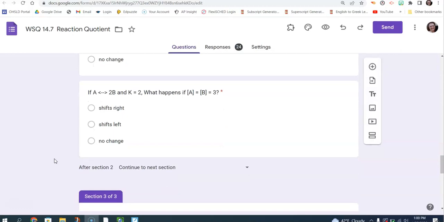So then over here, again, Q is equal to B squared over A. So 3 squared is 9 over 3 is 3. So Q is 3, which is greater than K. You have too many products. You have to go the other direction. It's going to shift to the left. So you're going to lose some of your products and gain some more of your reactants. So that's all this was. This is a short one.